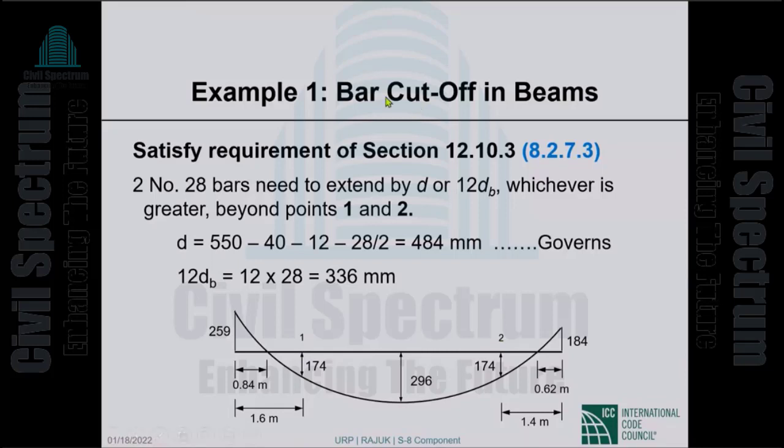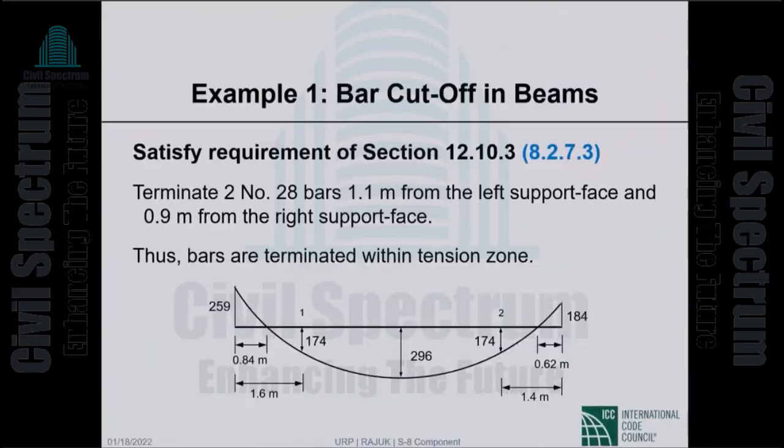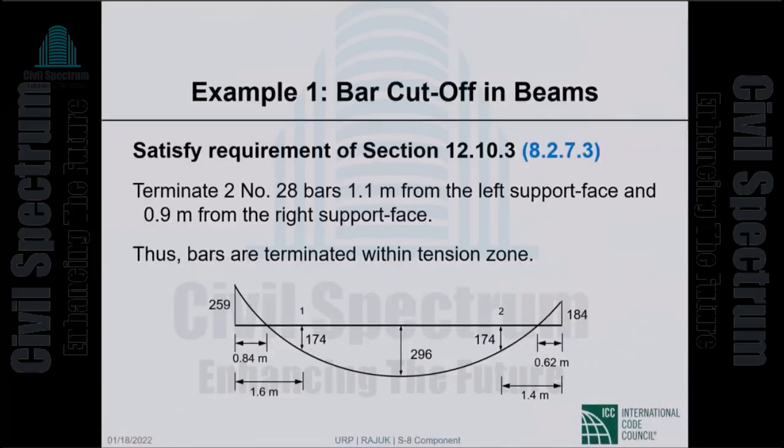The effective depth is calculated at 484 millimeters. 12 bar diameter is 336. So the 484 millimeter governs. Okay, 484 millimeter governs. So terminate two number 28 bars at, so what was the number?